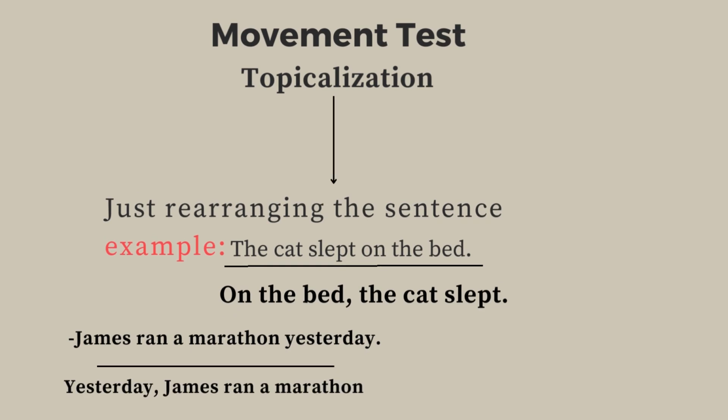Movement test. If you can move a group of words together as a unit and the sentence remains grammatical, then surely those groups are constituents. Topicalization is the easiest movement test. We just rearrange the sentence. For example, the cat slept on the bed. On the bed, the cat slept. James ran a marathon yesterday. Yesterday, James ran a marathon.